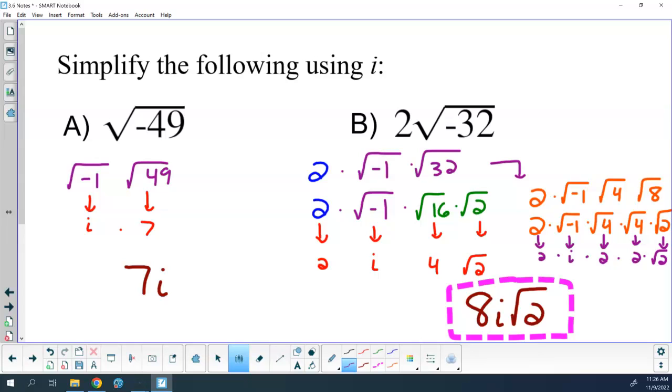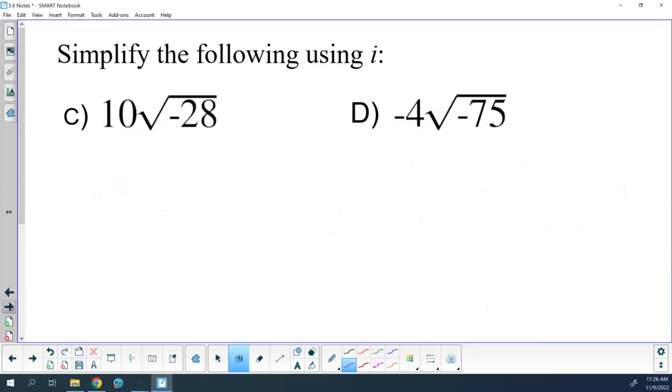I've also seen people do factor trees, where they take 32 and break it up into 4 times 8, and then they break 4 up into 2 times 2. 8 is 4 times 2, and 4 is 2 times 2, and you circle a pair, and then one of those gets free. Totally fine, however it is that you do it. Okay? Try these two.